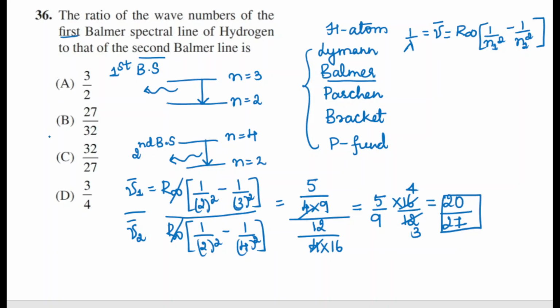But here none of the options matches. In the KSET result sheet, they have given grace marks and they have given option B to be the correct option. But the proper method of doing this problem is this method, this is the way to analyze the problem, and this is the solution for this problem. But in the result sheet, they have given option B to be the right option. Okay, let us proceed with the next question.